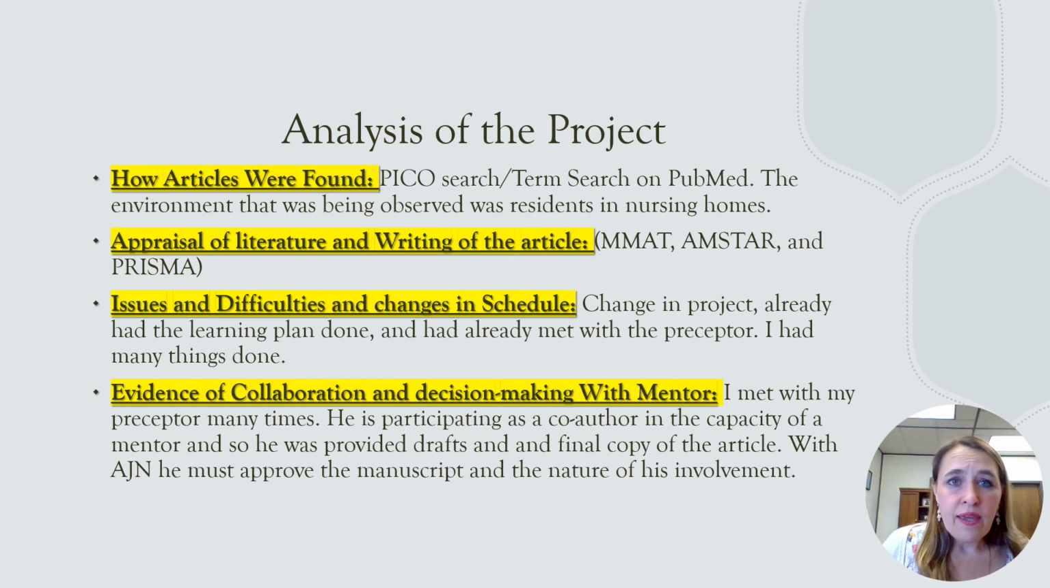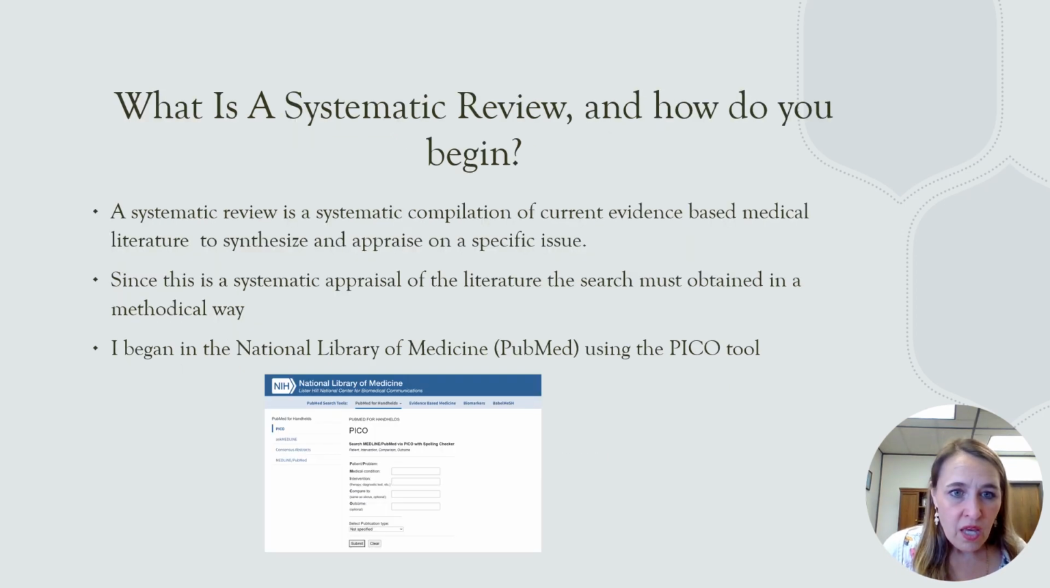So I put my mentor down as somebody who was involved in the writing of the paper, and he will be listed as a co-author. And so he has to approve the manuscript. There are steps that he has to take in order to get that done. And so that is evidence of collaboration with him.